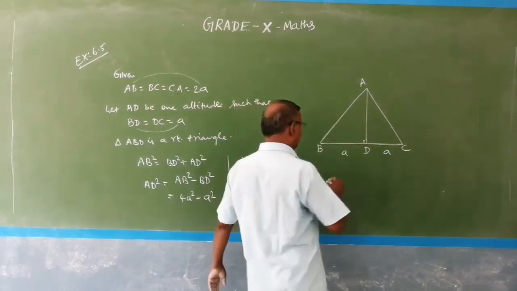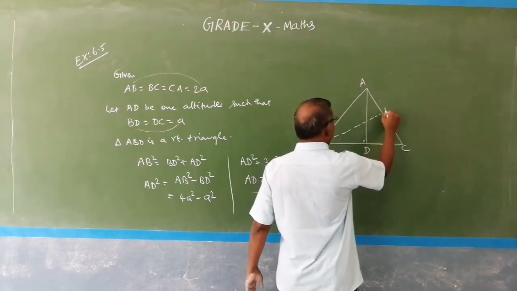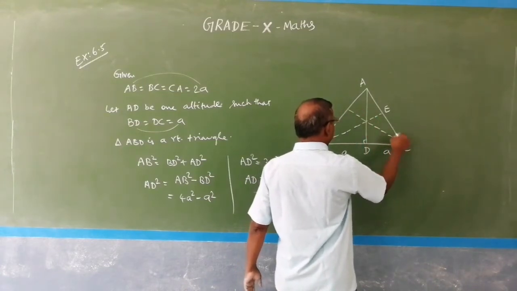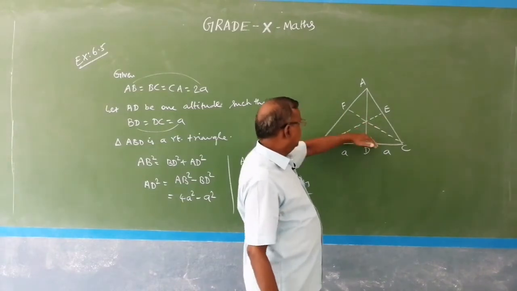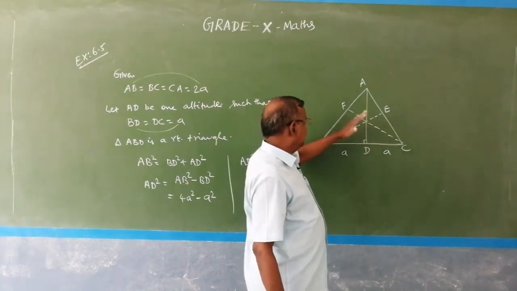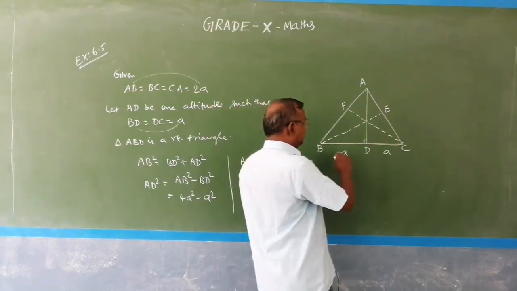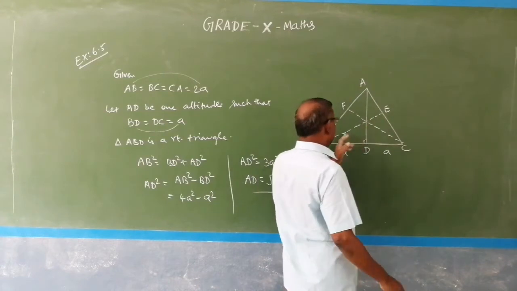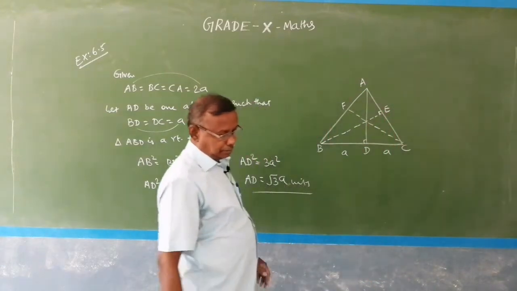Similarly, you have to find by taking BE as another altitude, and CF is also an altitude. Calculate the lengths of BE and CF also using Pythagoras theorem, taking BE as altitude, therefore BE perpendicular to AC like that.